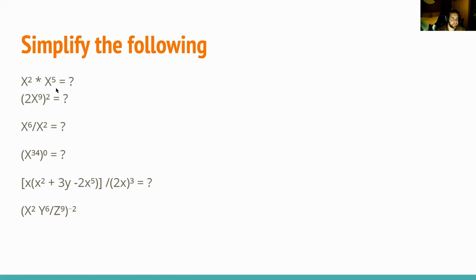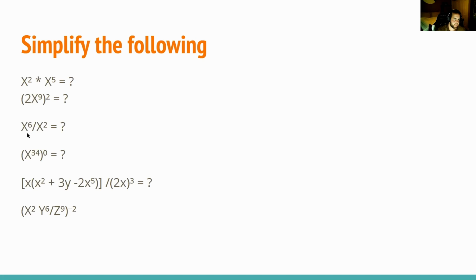So the first one would be 5 plus 2, right? So x to the power of 7. This one, we have these in brackets to the power of 2. So using the sharing rule, we can do 2 to the power of 2, which is 4. But then we also have to do the same for x. So x to the power of 9 times 2. So x to the power of 18. So the final answer should be 4x to the power of 18.